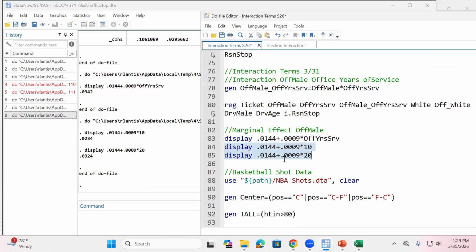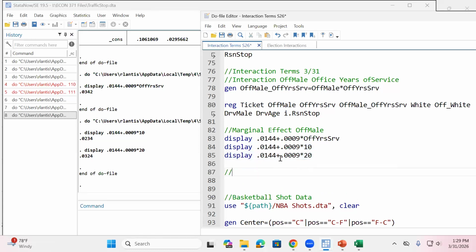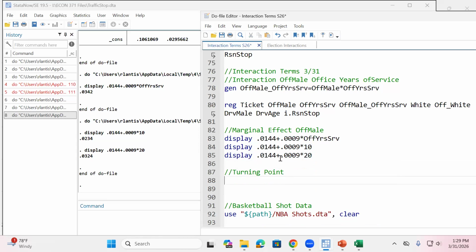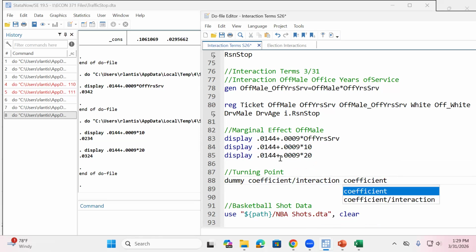Now here, both of these are positive. So what did we say the turning point was? Okay. The turning point for the marginal effect of the dummy variable was going to be the dummy coefficient divided by the interaction coefficient, but I left something out here. What was out front?